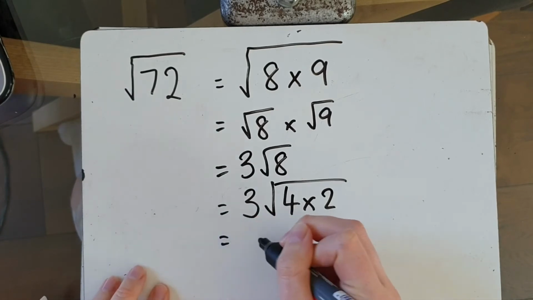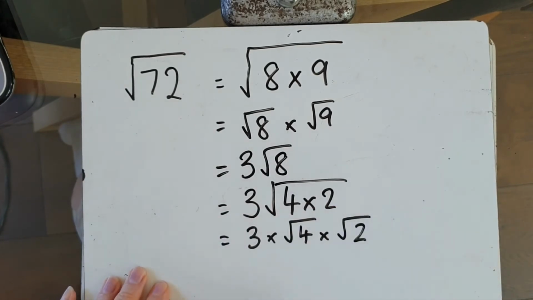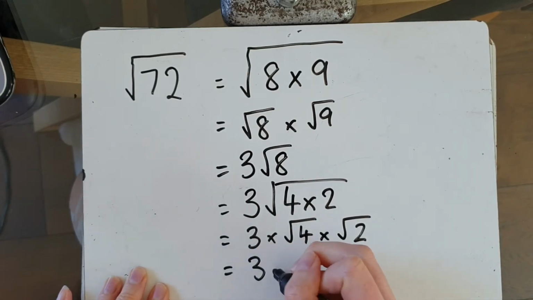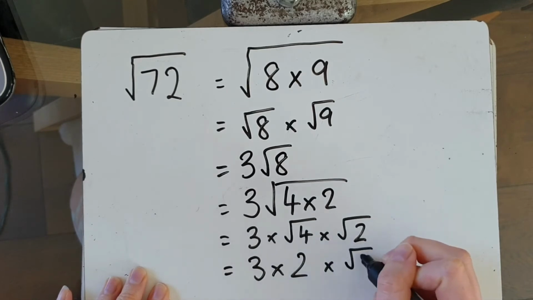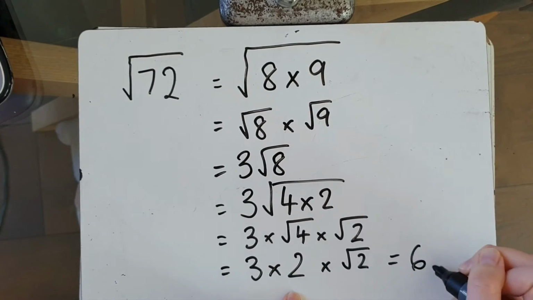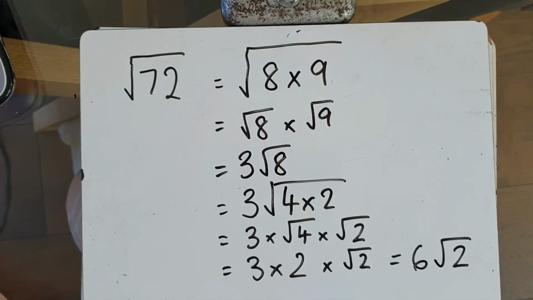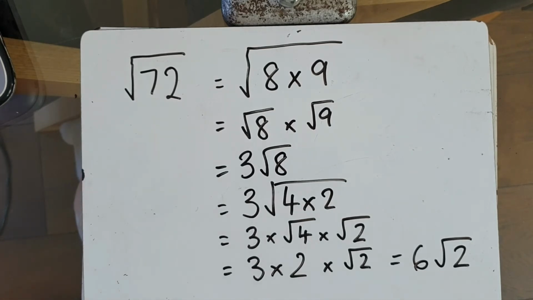So that would be 3 times root 4 times root 2. Root 4 is 2. So we'll have 3 times 2 times root 2. 3 times 2 is 6 root 2. So we get the same answer as we had before. So that is just simplifying surds in the first place, and that gives you enough to do exercise 1 on the worksheet that I've put up.